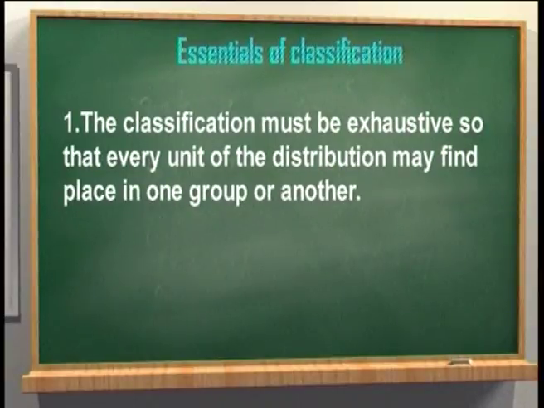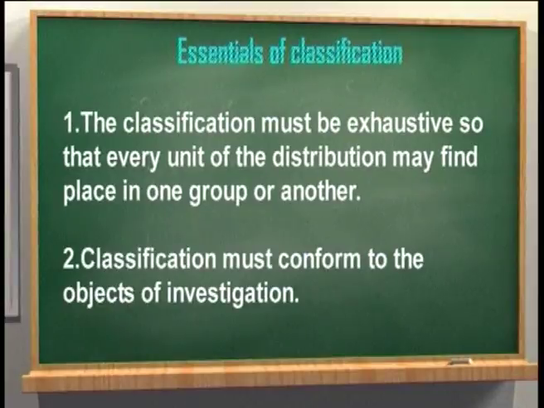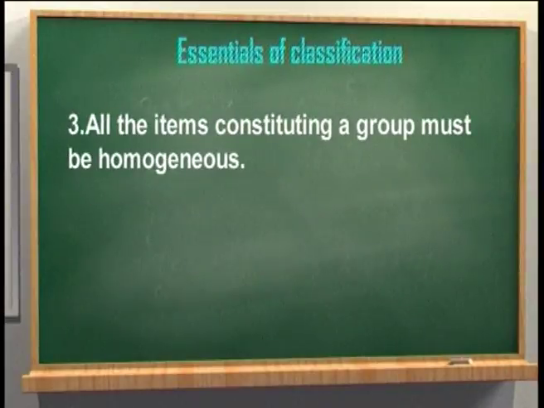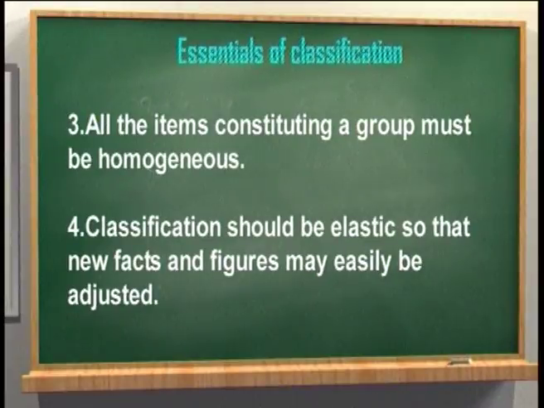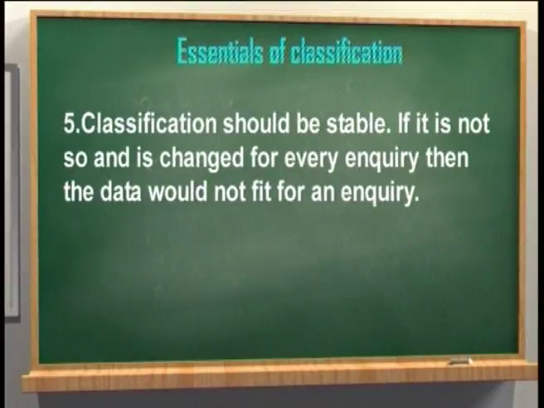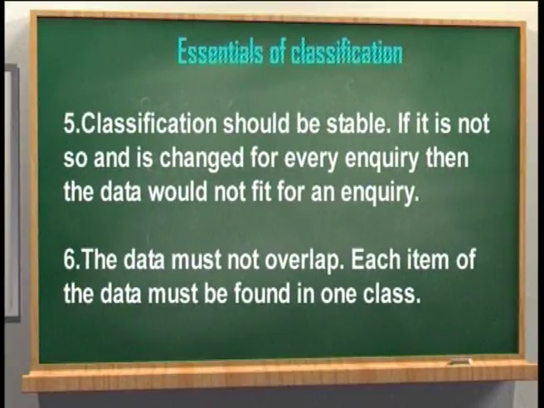What are the essentials of classification? The classification must be exhaustive so that every unit of the distribution may find a place in one group or another. Classification must conform to the objects of investigation. All the items constituting a group must be homogeneous. Classification should be elastic so that new facts and figures may easily be adjusted. Classification should be stable. If it is not so and is changed for every inquiry, then the data would not be fit for an inquiry. The data must not overlap. Each item of the data must be found in one class.